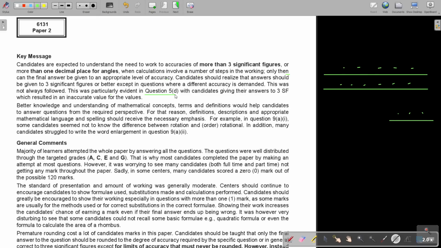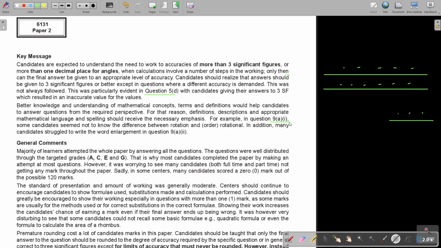Better knowledge and understanding of mathematical concepts, terms, and definitions would help candidates to answer questions from the required perspective. For that reason, definitions, descriptions, and appropriate mathematical language and spelling should receive the necessary emphasis. For example, in question 9a, the first one, some candidates seem not to know the difference between rotation and rotational order. Okay, so if we come to that question, we will highlight that.